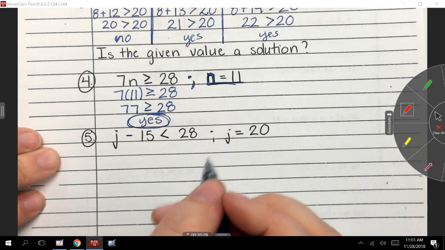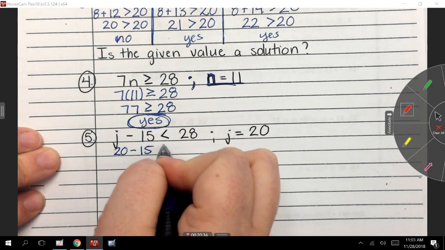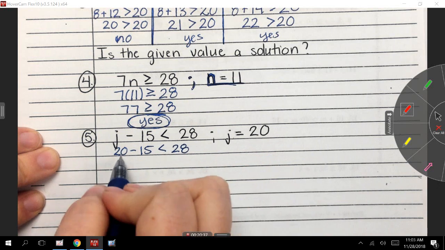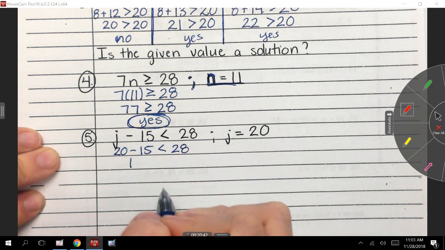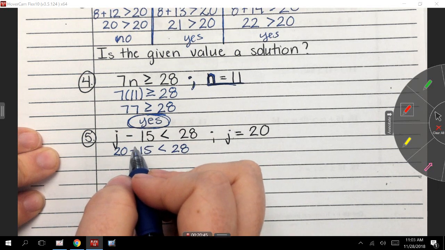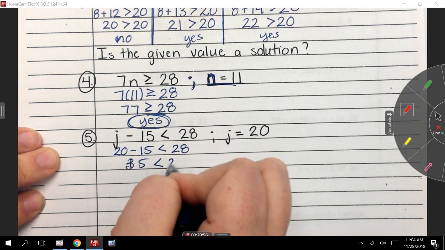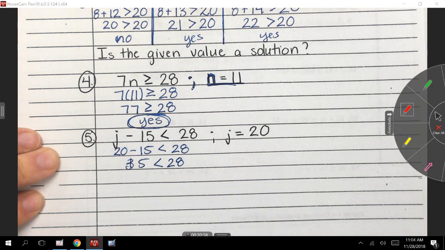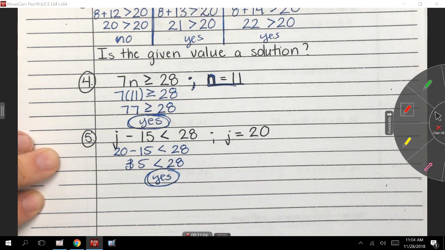Ethan, I haven't heard from you today. Perfect. Awesome job reading that symbol, too. All right, what do I get on the next line? 20 minus 15 is? 20 minus 15. It's just 5. So we get 5 is less than 28. Is that true? Yeah, the alligator is eating the big number, so we get yes again. What if I had gotten a no? You would just circle no.